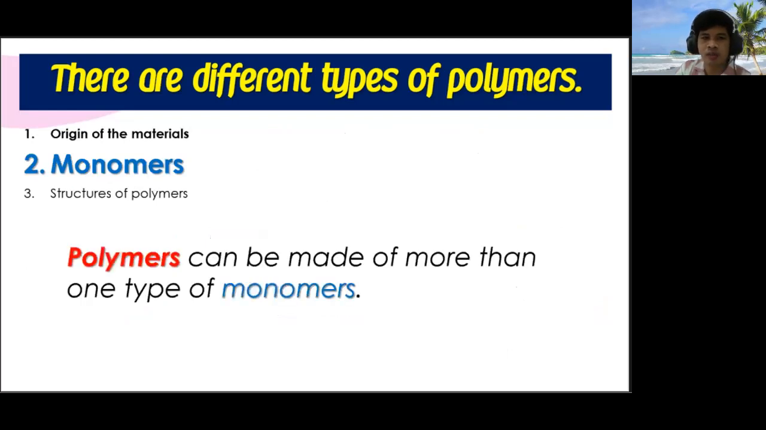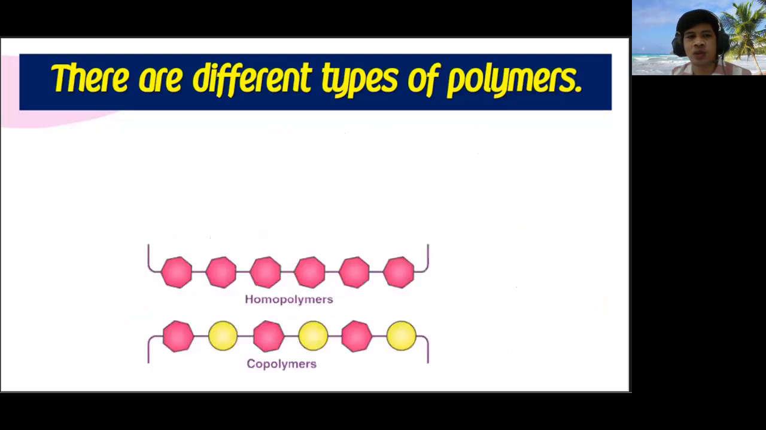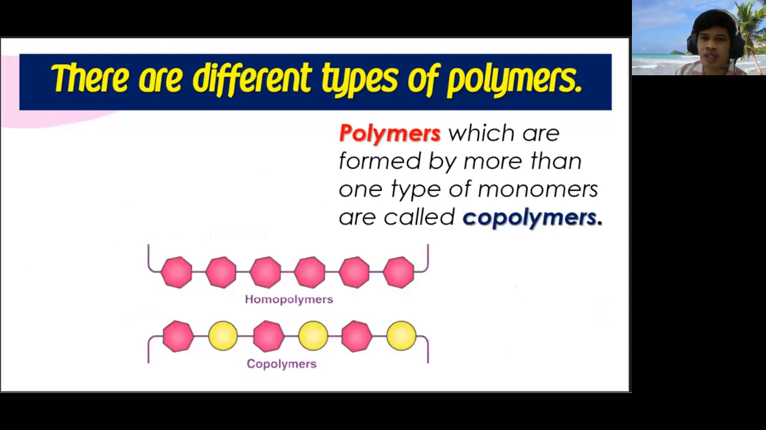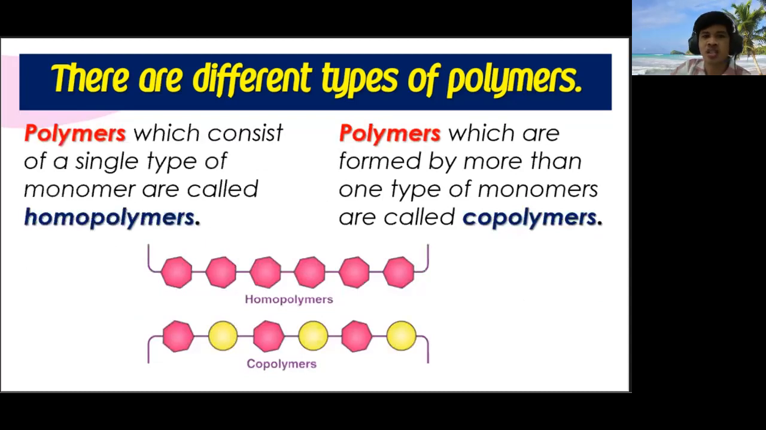Now polymers can be made of more than one type of monomer. We have here two types of polymers. Polymers which consist of a single type of monomer, as you can see on the illustration here, are called homopolymer. Homo means one. And polymers which are formed by more than one type of monomer are called copolymers.